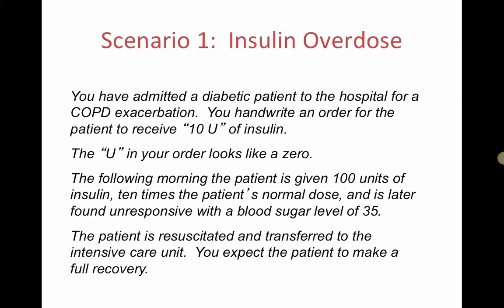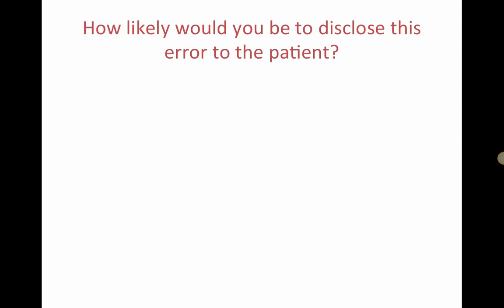You handwrite an order for the patient to receive 10 units of insulin. The U in your order looks like a 0. The following morning, the patient is given, accordingly, 100 units of insulin, which is 10 times the patient's normal dose, and is later found unresponsive with a blood sugar level of 35. The patient is resuscitated and transferred to the intensive care unit. You expect the patient to make a full recovery. Physicians were asked, how likely would you be to disclose this error to the patient?